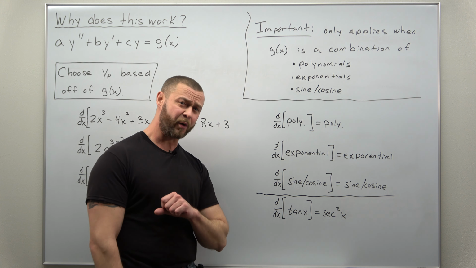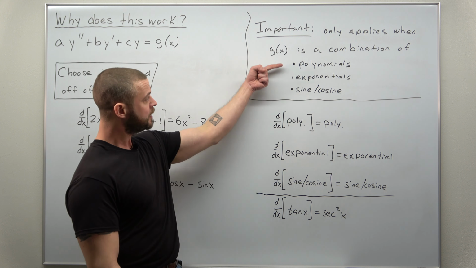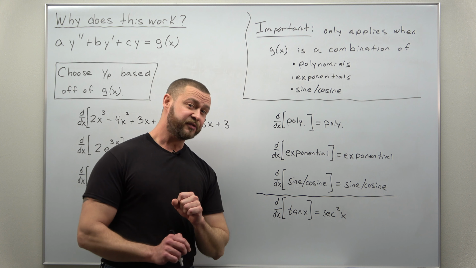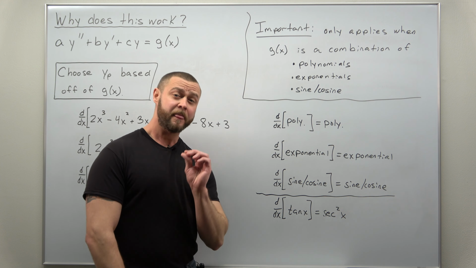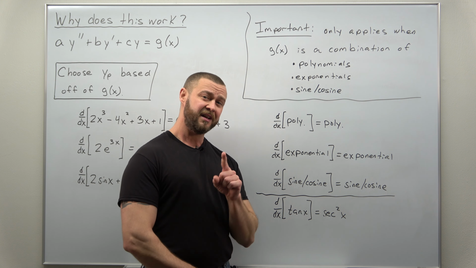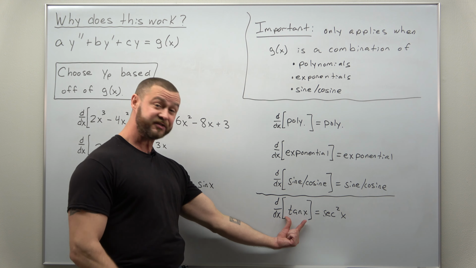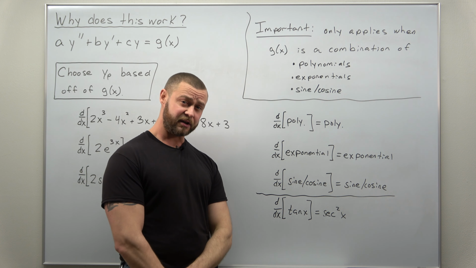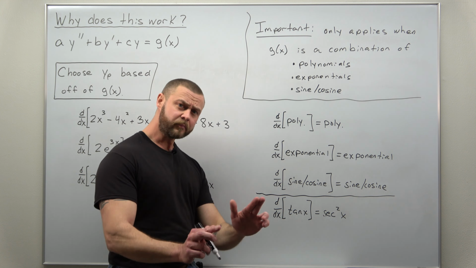That is the second part we need to address. When the method of undetermined coefficients applies, if g of x is a polynomial, exponential, combination of sine and cosine, or a combination of any of those, then you can apply the method of undetermined coefficients. If g of x is not one of those functions, like for instance, if g of x is tangent of x, we need another method to find the particular solution. We'll get to that in another video, but for now, let's get to some examples.